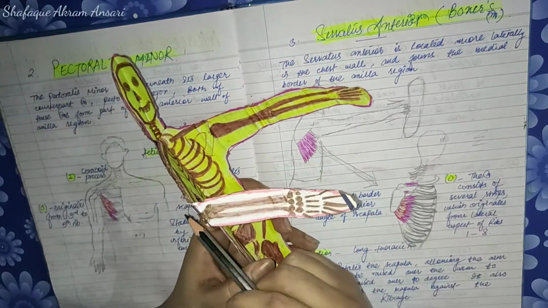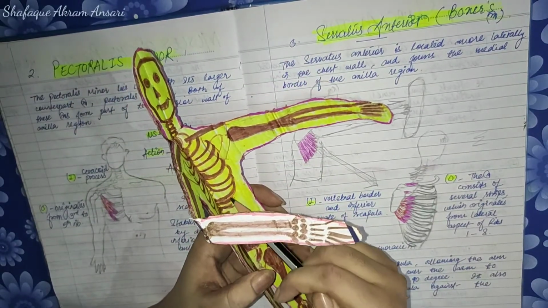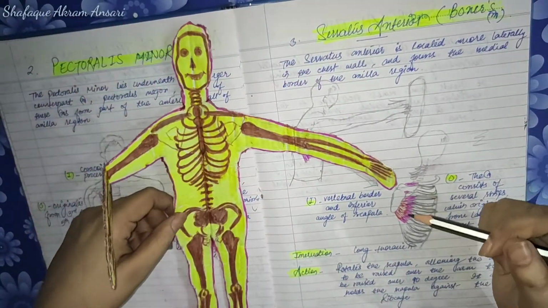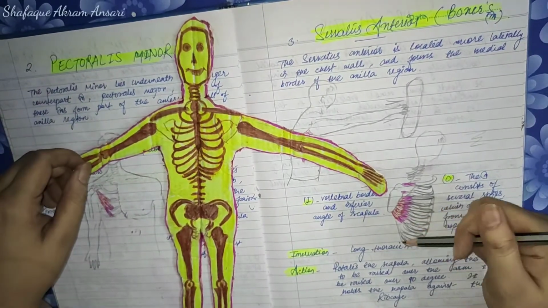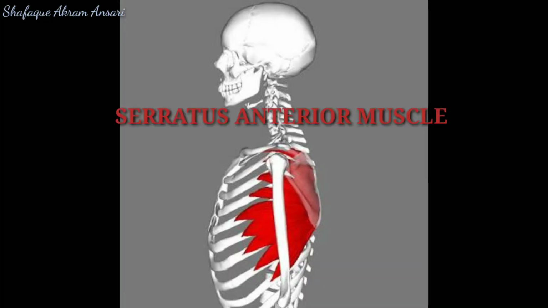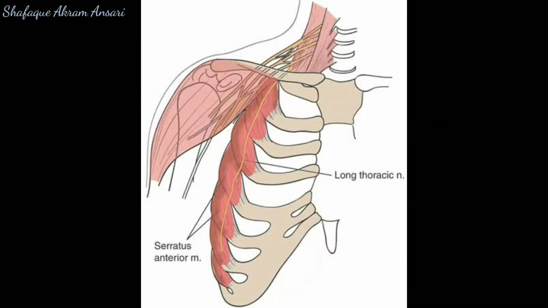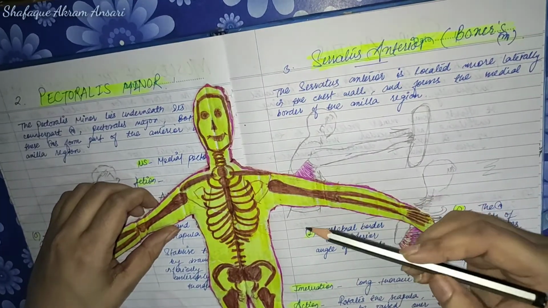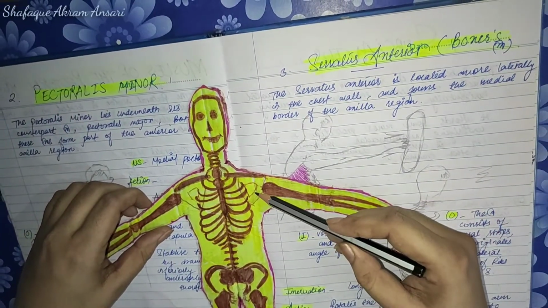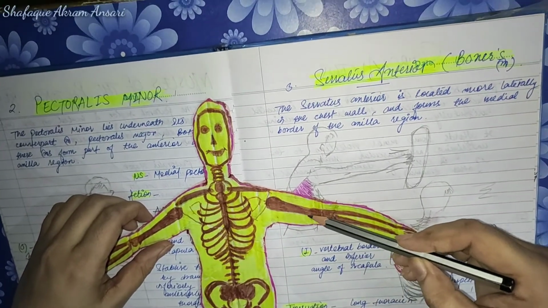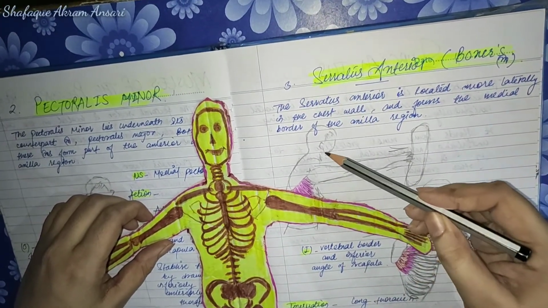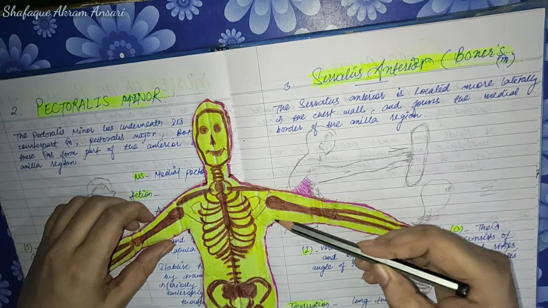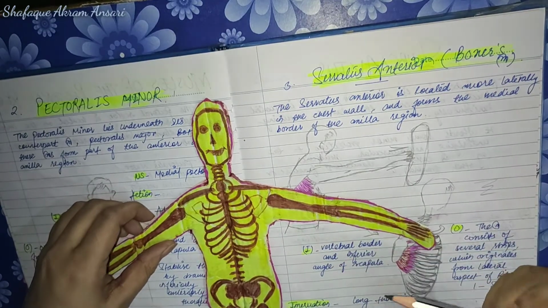Like this in strips. Its innervation is long thoracic nerve. And its action, it rotates the scapula, allowing the arm to be raised over the 90 degree, and it also holds the scapula against the rib cage.